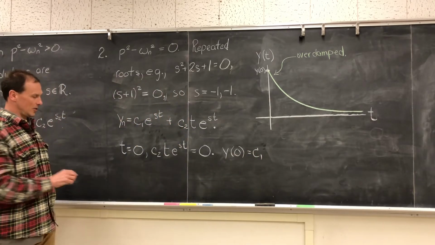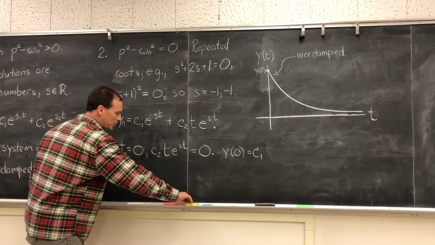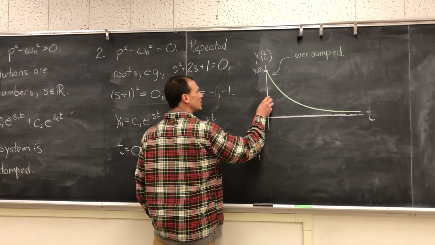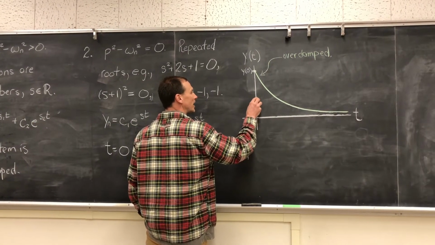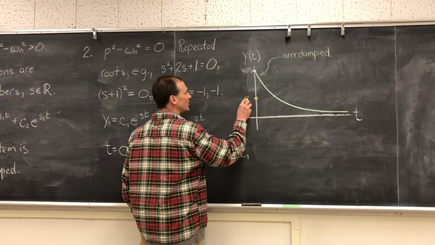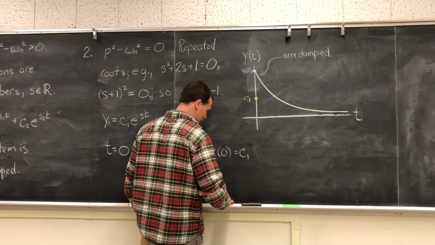So let's put that up in yellow. My initial condition, where my graph is going to pass through at time 0, is the value c1.